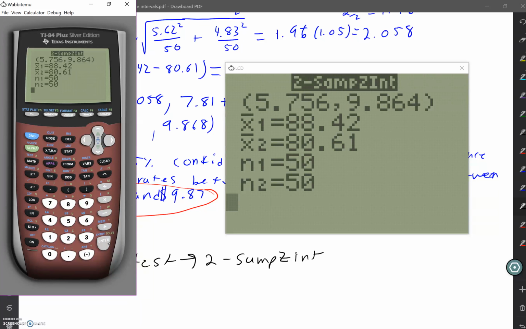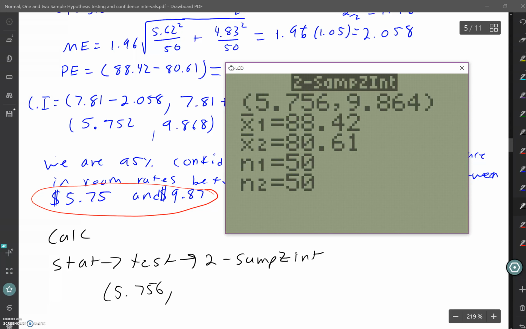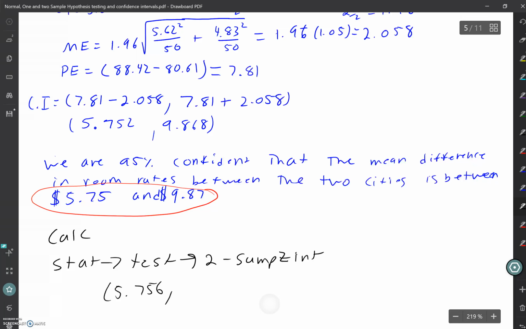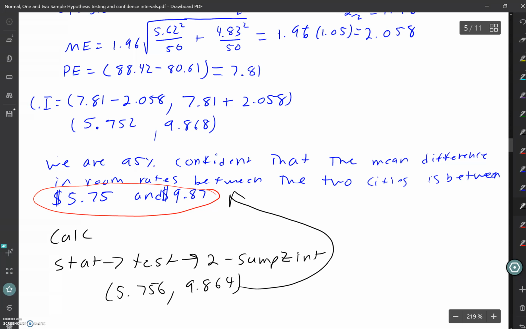Our intervals are pretty similar, especially when we round for our money. They're a little bit different due to rounding, but they're pretty much similar. So 5.756 and 9.864. So you would get that interval, and then you would come back and give me this sentence.